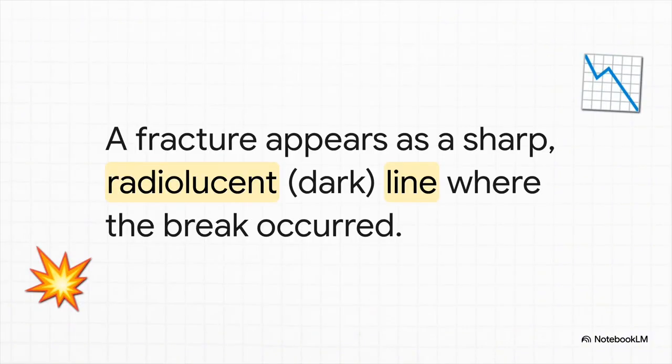And here's where that first rule we learned comes right back into play. A break creates a tiny bit of space where there used to be solid, dense tooth or bone. And on an x-ray, that little space lets the x-rays pass through, showing up as a sharp, dark line. It's a classic telltale sign of a fracture.